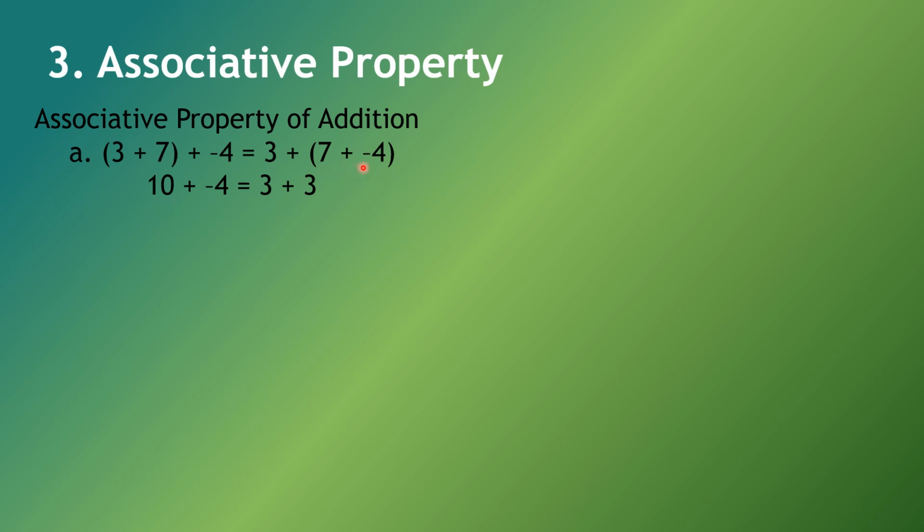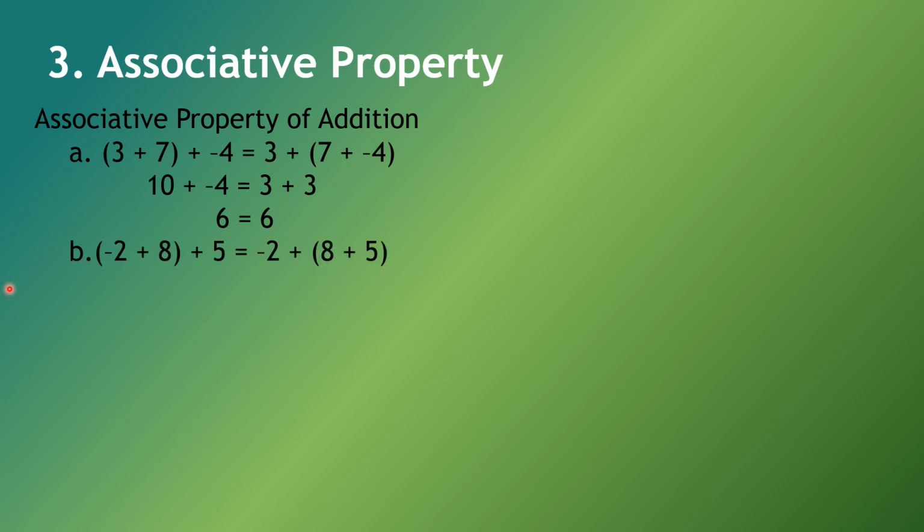So, since magkaiba sila ng sign, therefore, ang sagot ay positive 3, since positive ang sign ng 7. And 7 is the bigger number. So, let us now answer this one. 10 plus negative 4 is equal to 3 plus 3. So, since ang 10 at negative 4 ay magkaiba ng sign, we will subtract 10 by 4. So, the answer is 6 plus 6 because 3 plus 3 is equal to 6.